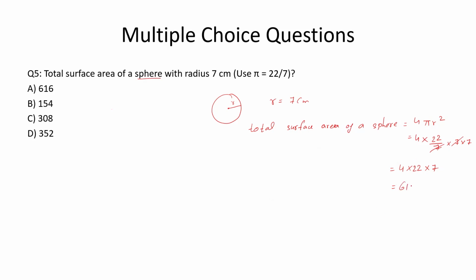So the answer is 616. Can you tell me the units? Here you can see that 4 is a constant, pi is a constant, no units, r is squared. So r into r is in centimeter, so centimeter into centimeter, that means centimeter square. That is the unit. So option A is correct. Is that okay?